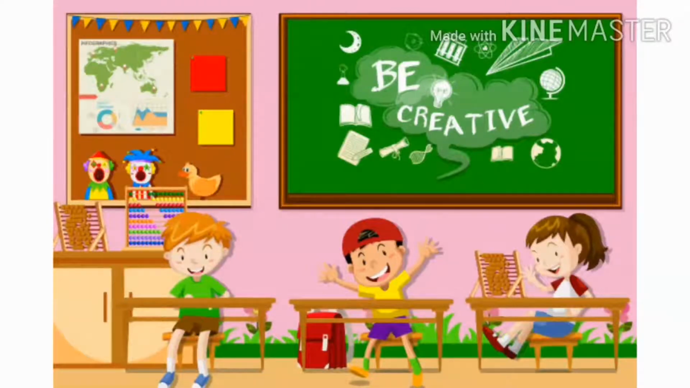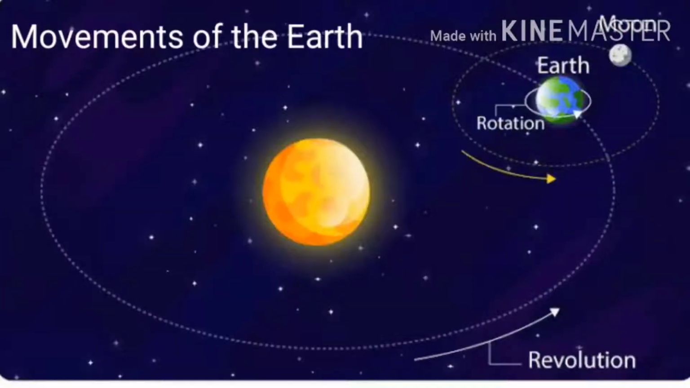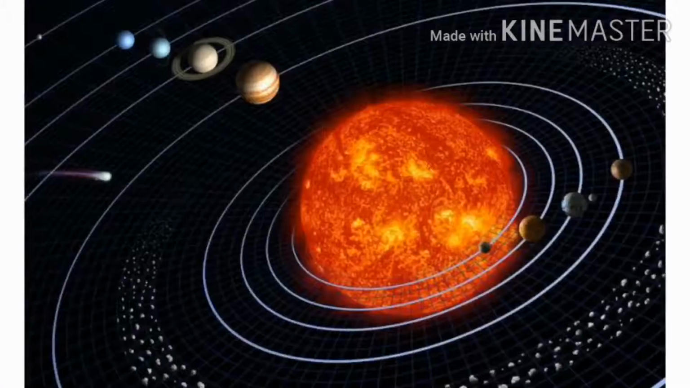For today, our topic is about the movements of the earth. Children, we have learned that planets revolve around the sun in a particular path or orbit. Let's learn more about the types of movement seen in heavenly bodies.